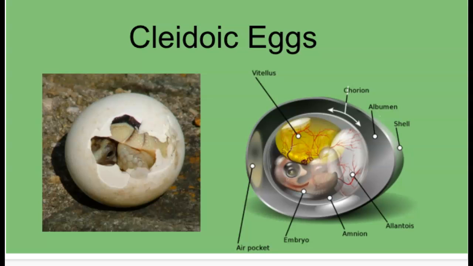And here we have a cleidoic egg, and you can see this bird developing, and it has this food store called the yolk inside of it. The embryo will then go ahead and eat the nutrients that are within the yolk.